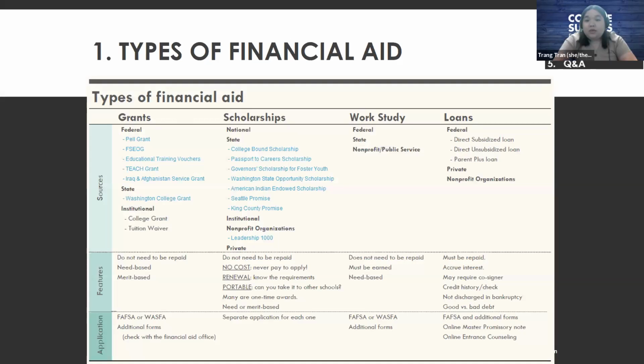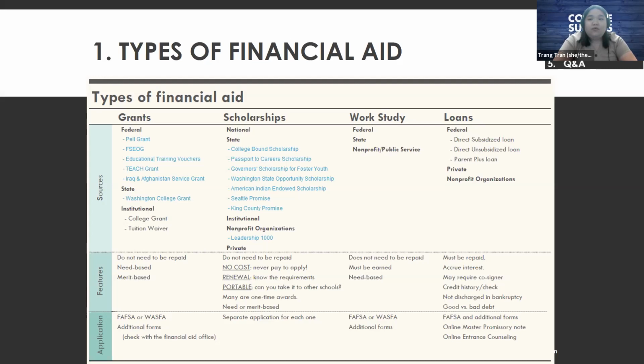When supporting students with their financial aid application process, students must know where the various sources of their financial aid can come from, how to apply to them, and to understand the key features of these different types of aid. Grants come from federal, state, and institutional sources, and this free aid is either need-based or merit-based, and like scholarships, grants do not need to be paid back. To apply for grants, students need to file their FAFSA or WASFA and may require additional forms from their financial aid office.